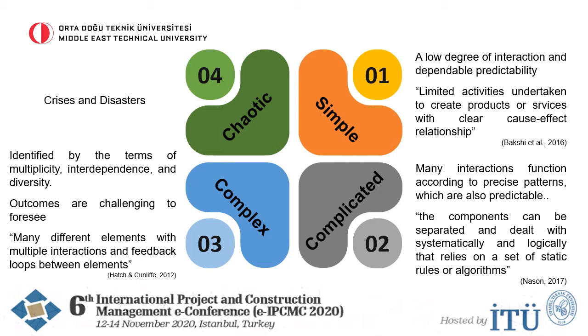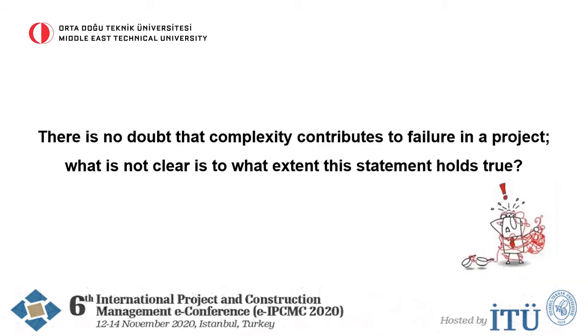On the other hand, complex systems are identified by the term of multiplicity, interdependence, and diversity. The greater the multiplicity, interdependence, and diversity, the higher the complexity. In a complex system, the same system configuration at the start allows for different results. Complexity is an attribute that makes understanding, predicting, and controlling the project challenging for project teams, even if they are well informed about the project.